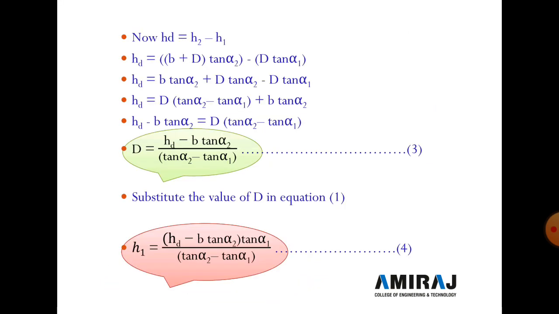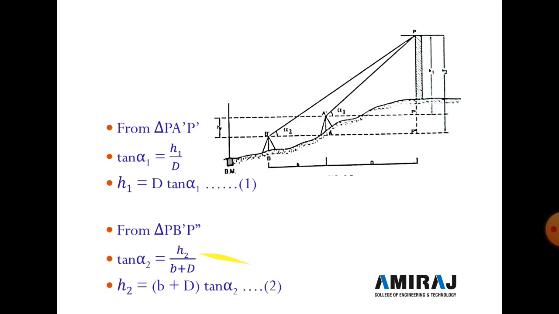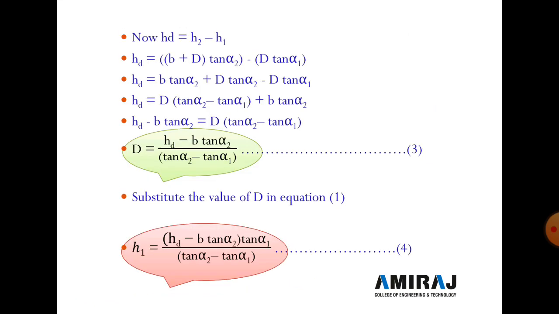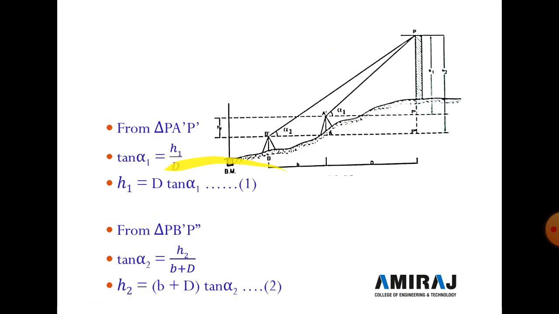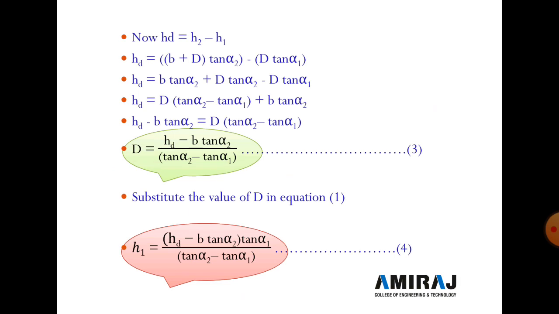Now hd is what is hd? So hd is a height difference h2 minus h1. So hd is equal to b plus d tan alpha 2 we are already calculated here, okay, and h1 d tan alpha 1 we are calculated in a last slide at here. Now put the equation 1 and 2 at hd. Now b tan alpha 2 d tan alpha 2 and minus d tan alpha 1.